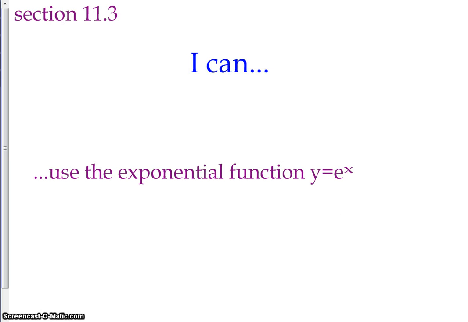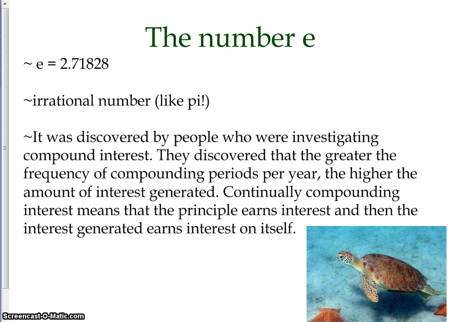Alright, so by the end of this class or this video, we're hoping that you're more familiar with how to use this exponential function of E. The number E can be rounded to about 2.71828 and actually goes on and on forever, a lot like pi. It's an irrational number.